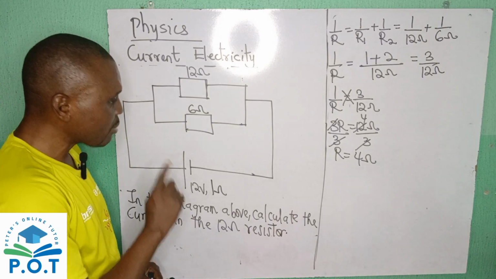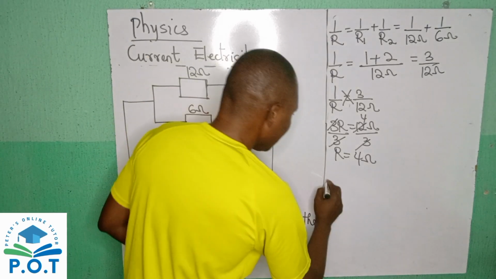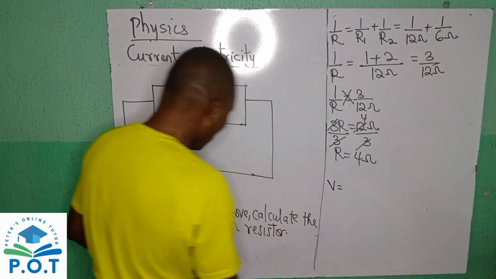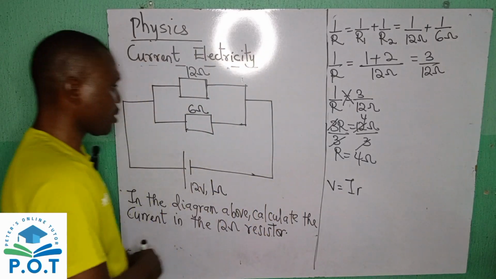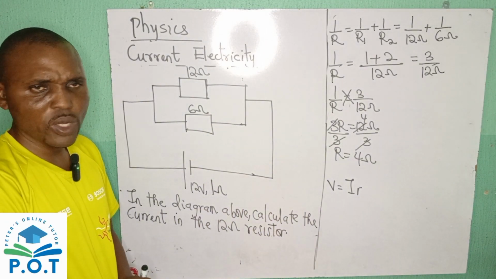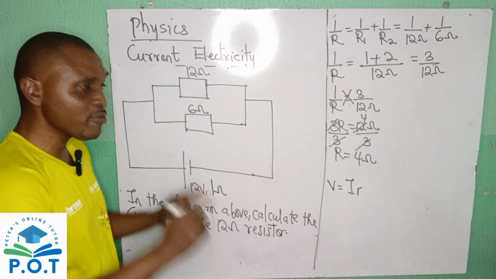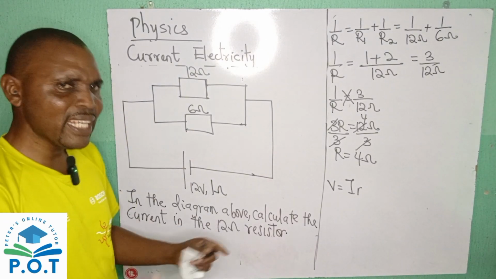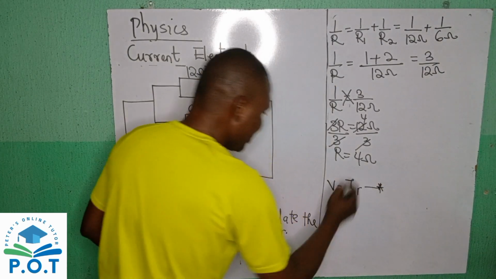So what I'm simply going to do here is find the PD across this 1 ohm resistor. So V equals IR. Now, if we look at this, we don't have the current. So it's going to be very difficult for us to get the PD across the internal resistance if we don't find the current. So let's get the current first.